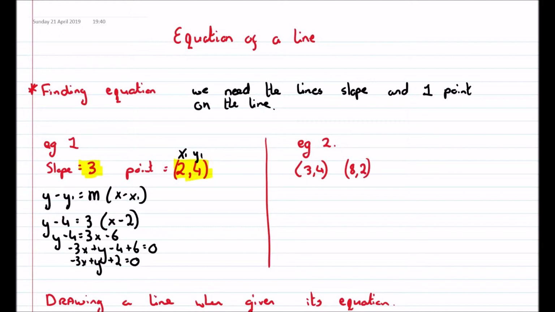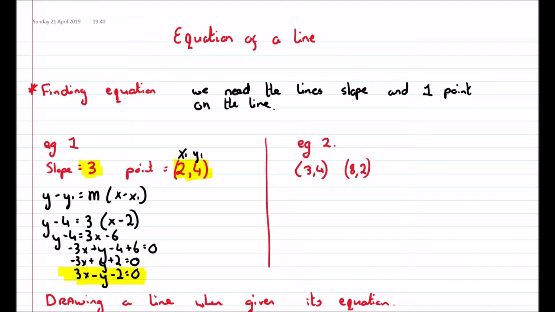And I don't like starting with a minus, so we'll change the signs the whole way across. Minus y, sorry. Minus 2 equals 0. So there is the DNA, or the equation of the line. And if I gave that, the 3x minus y minus 2, to another mathematician, they would be able to draw the line from that. Okay.